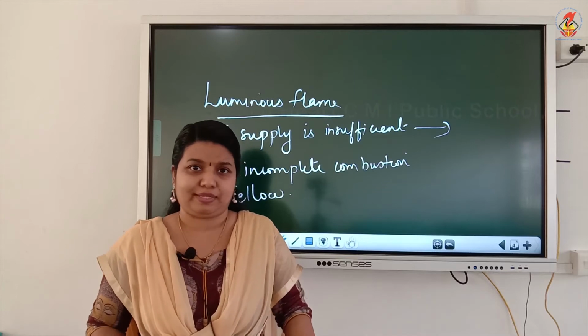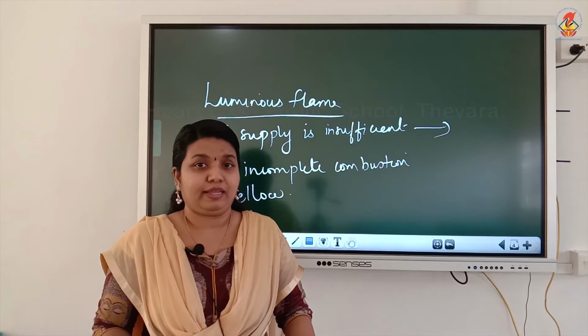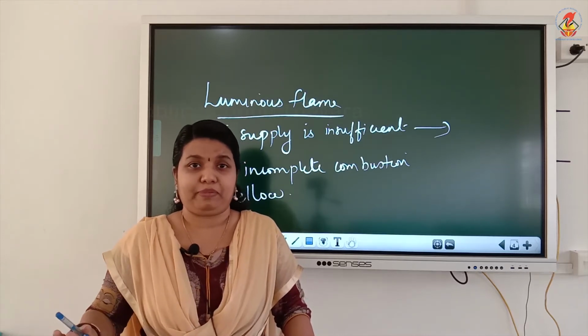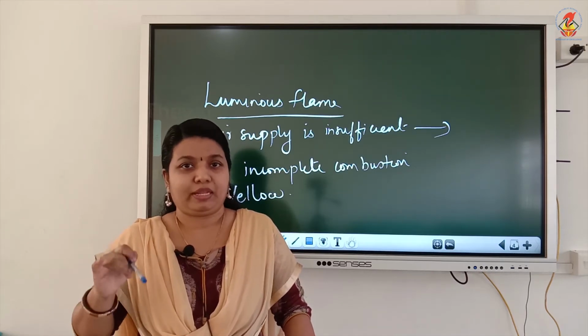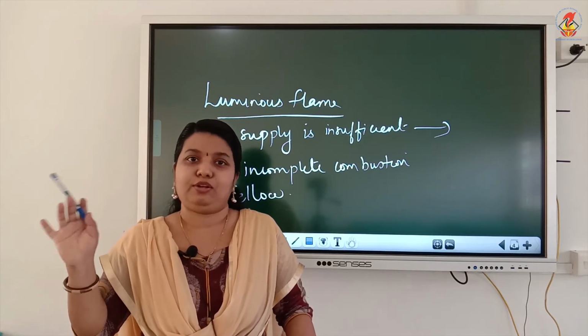So you should be able to distinguish. A blue flame is produced when there is excess of oxygen supply. When there is excess of oxygen, combustion will be complete. As a result of complete combustion, we get a blue flame. When the combustion is incomplete, we get a yellow flame, which is a luminous flame.